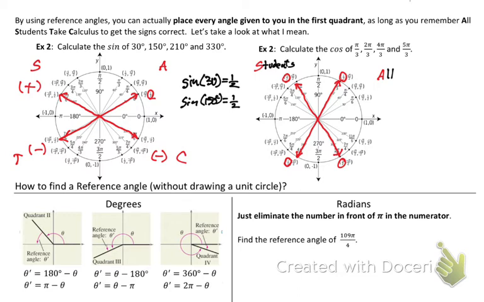All students take, that's tangent. Nope, I didn't put take, I said tangent. Take stands for tangent is positive, everything else is negative, so sine and cosine are both negative. And finally, calculus or precalculus, cosine is positive, everything else is negative. So it tells you what's positive.